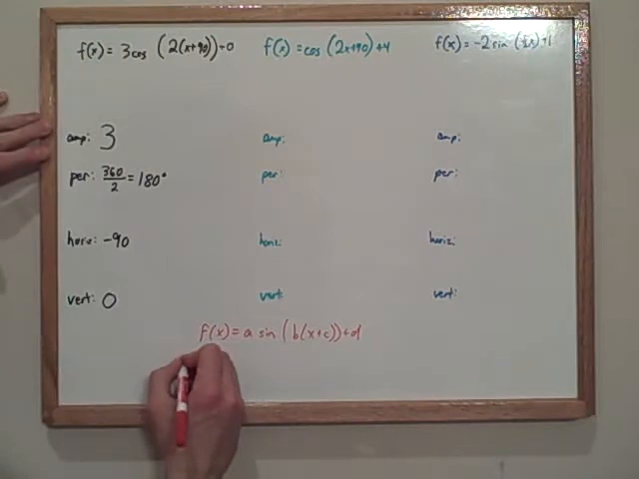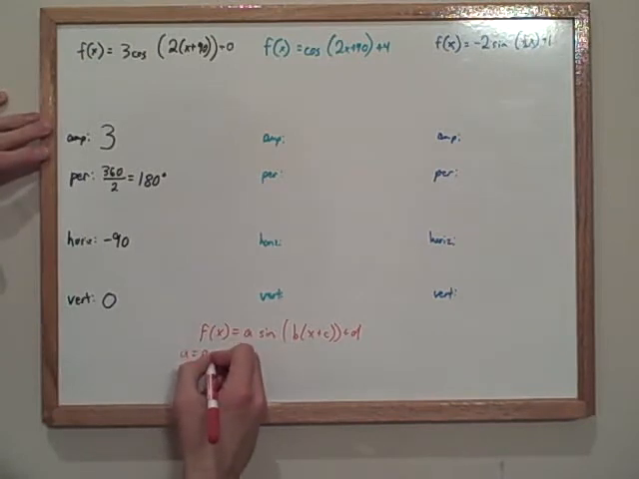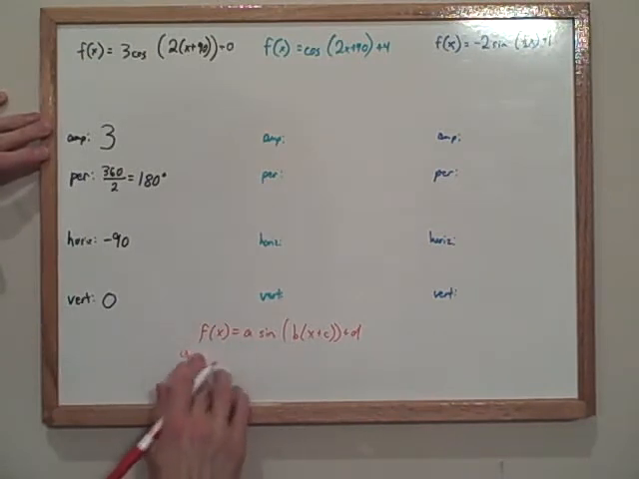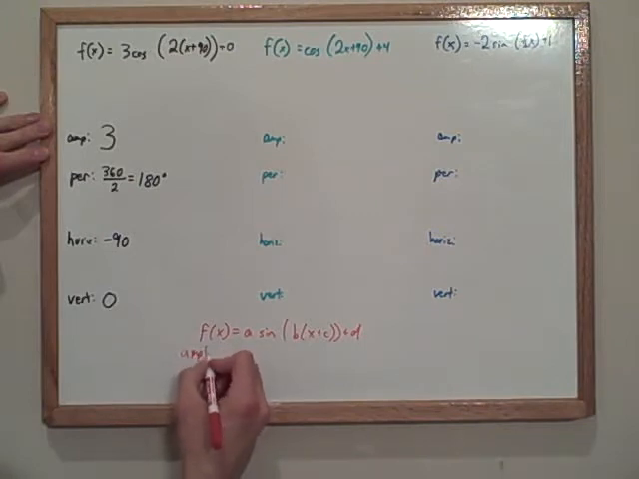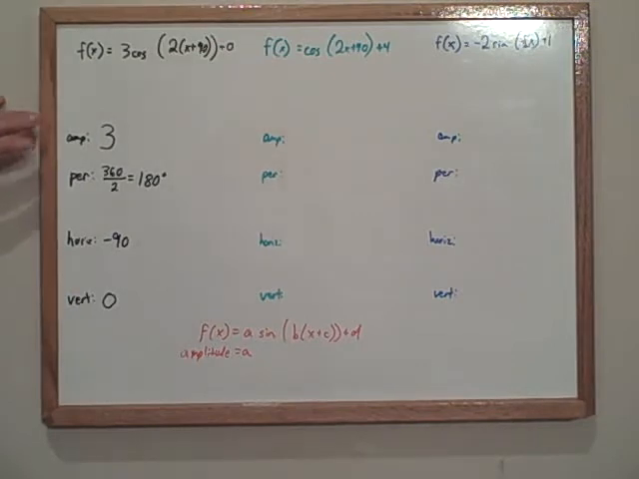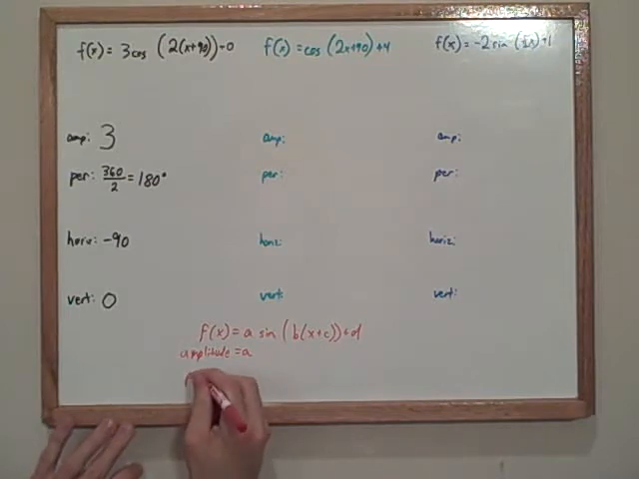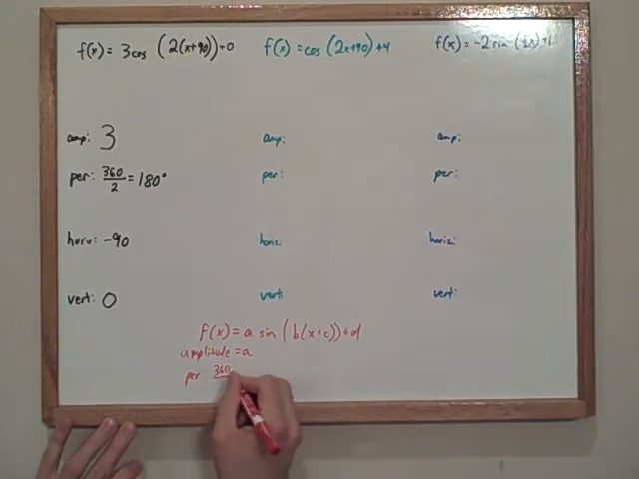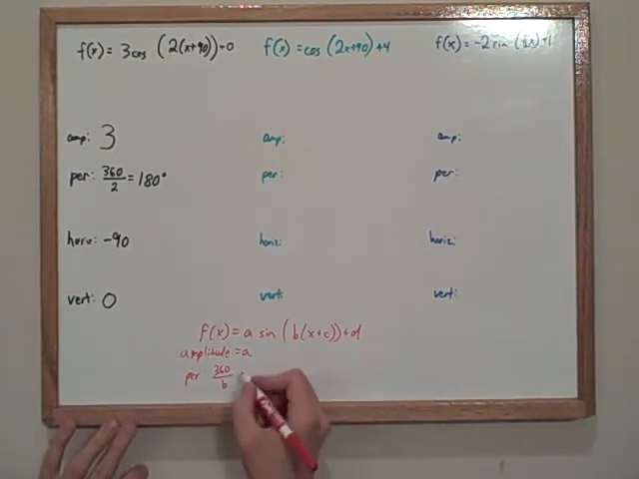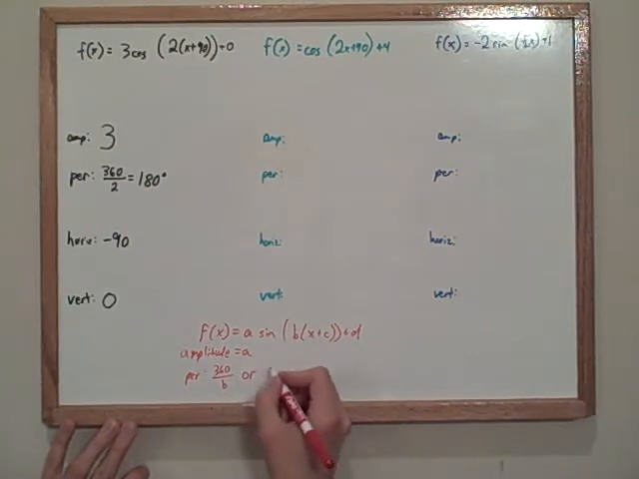So in this case, a is the amplitude. Well, let's write it a different way. Let's say that the amplitude is A. The period is going to be 360 divided by B. Let me warn you also, if we're dealing with radians, it would be 2 pi over B.